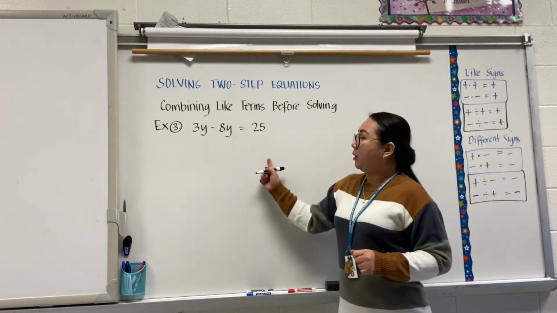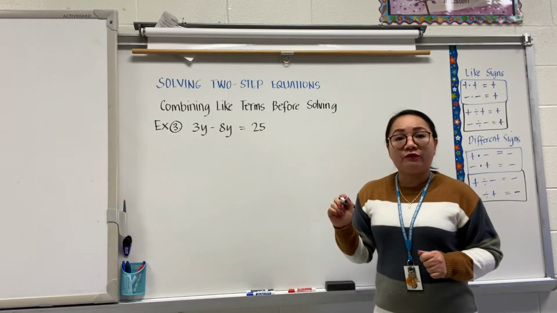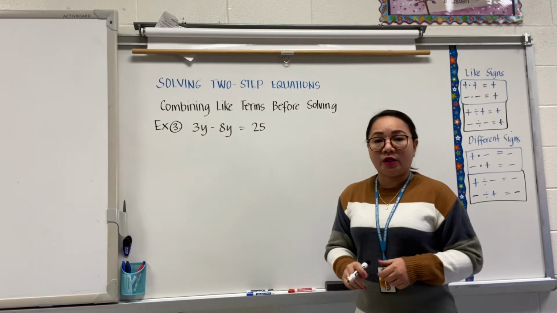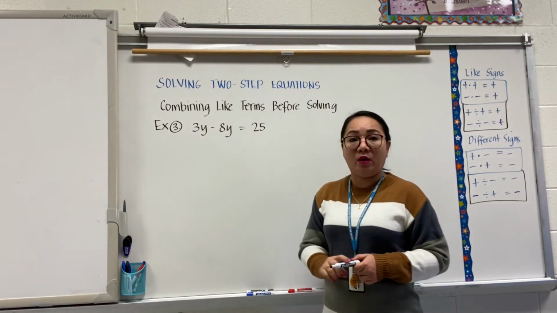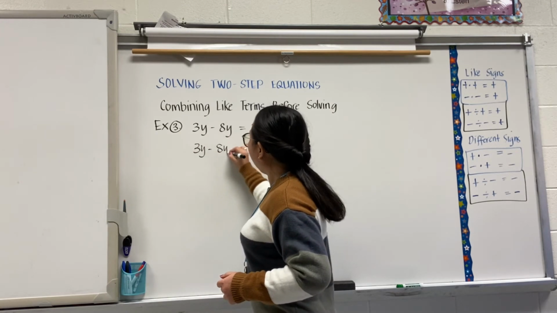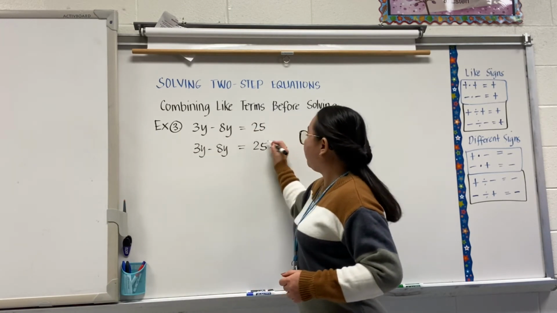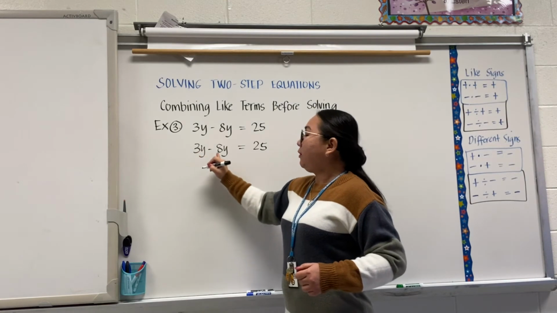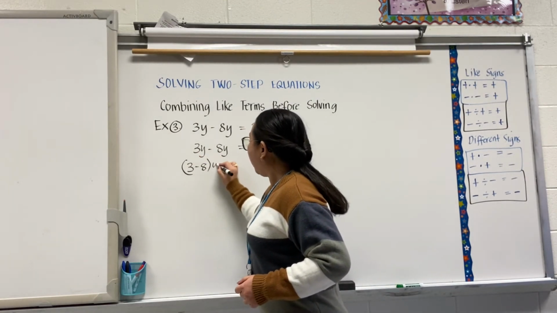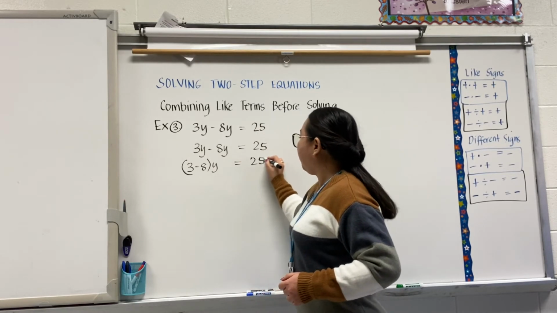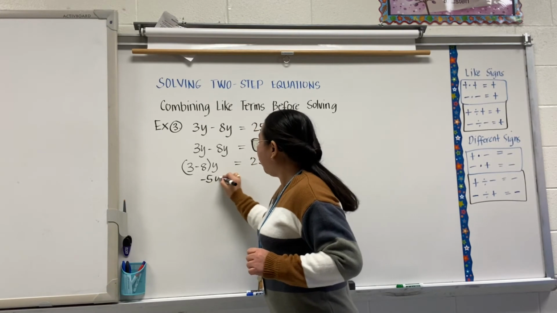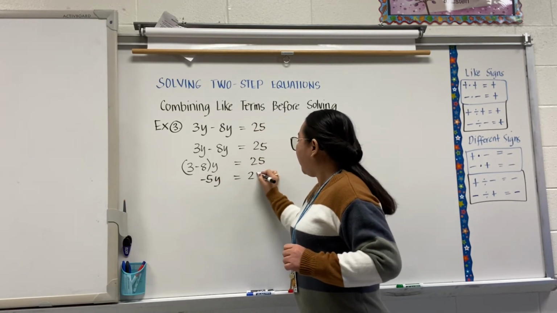In this example, we will combine like terms before solving. So on the left side of the equation, we have like terms since they have the same variable. So we will write the equation 3y minus 8y is equal to 25. Then combine 3 and 8. So that will give you 3 minus 8 times y is equal to 25. So 3 minus 8 will give you negative 5. And then your equation is negative 5y equals 25.